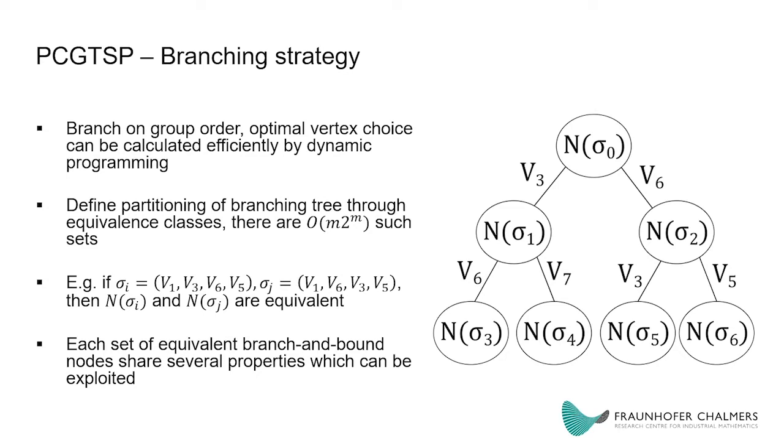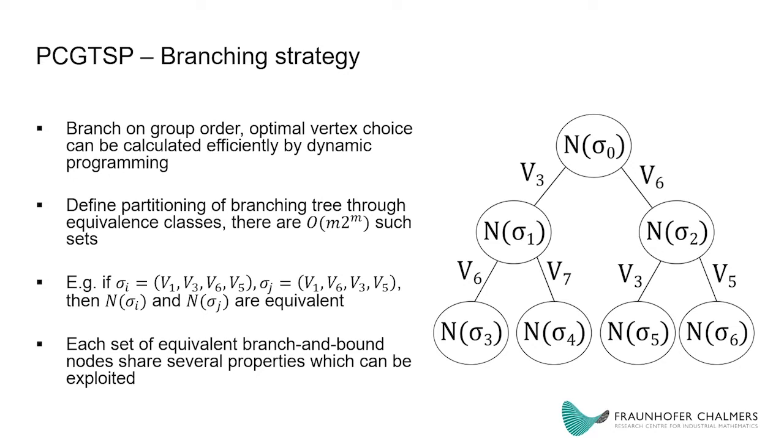More specifically, we say that two tree nodes are equivalent if and only if their group sequences are such that they traverse the same set of groups and start and end on the same group. For example, if sigma I is V1, V3, V6, V5, and sigma J is V1, V6, V3, V5, then the corresponding tree nodes N of sigma I and N of sigma J are equivalent.